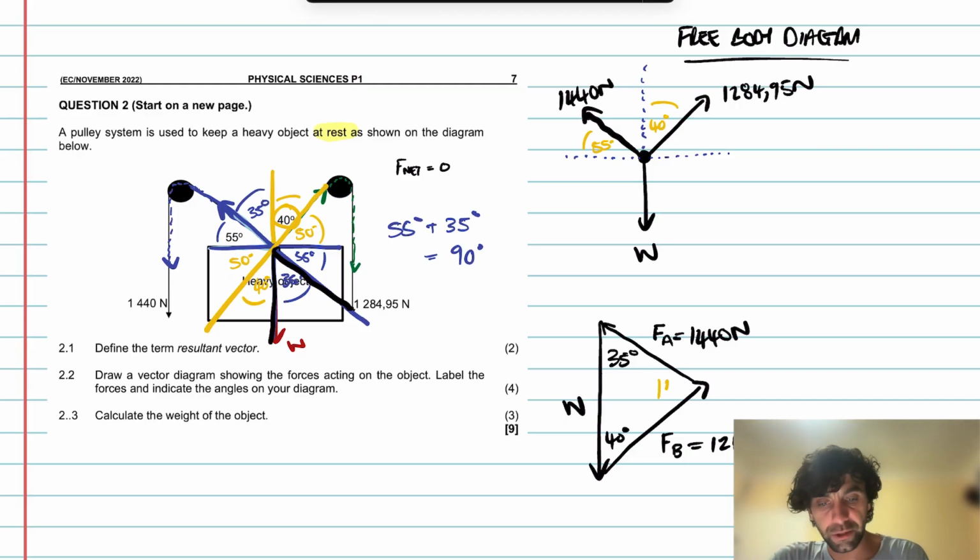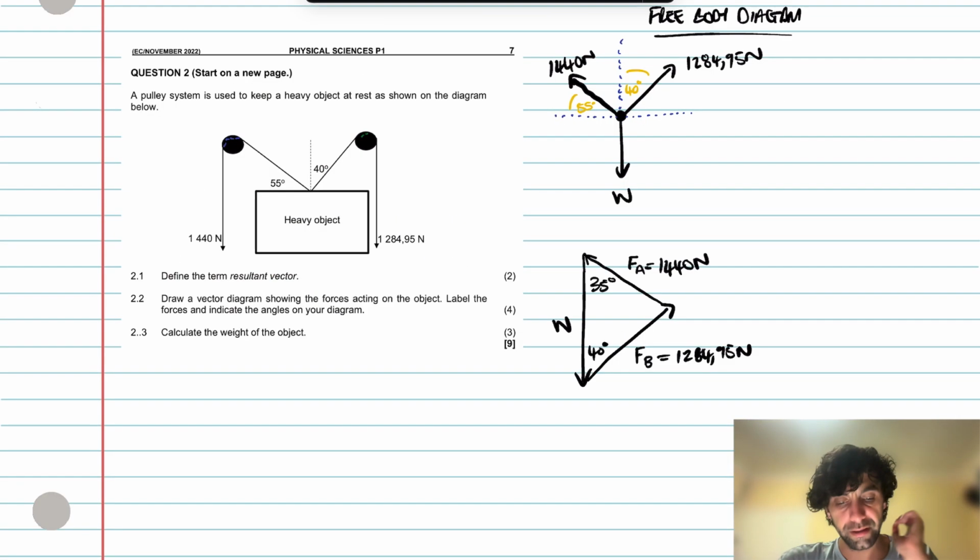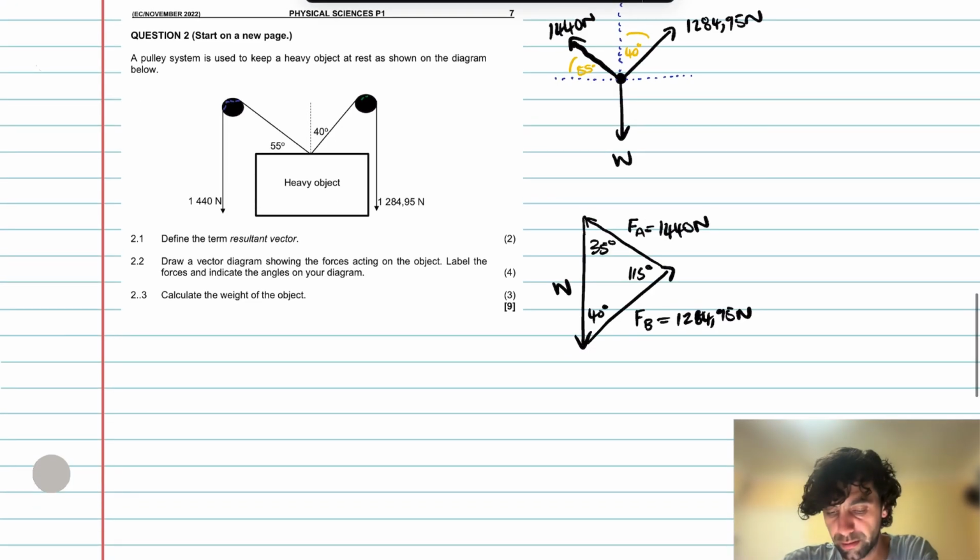All right, so let's move on. That is our vector diagram over there. It is labeled and we've indicated the angles on my diagram. So I'm just going to put in all the angles there.